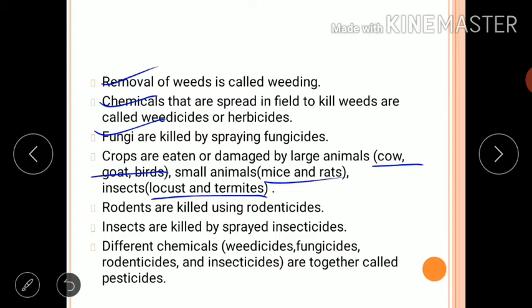Birds are kept away from the field using scarecrows and reflecting light strips and so on. Rodents are killed using rodenticides. And insects are killed by spraying insecticides on the crops. These different chemicals, such as weedicides, fungicides, rodenticides, and insecticides, are together called pesticides.